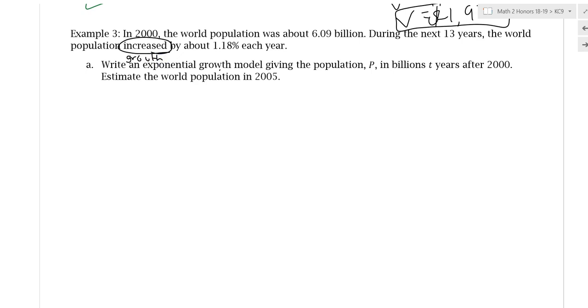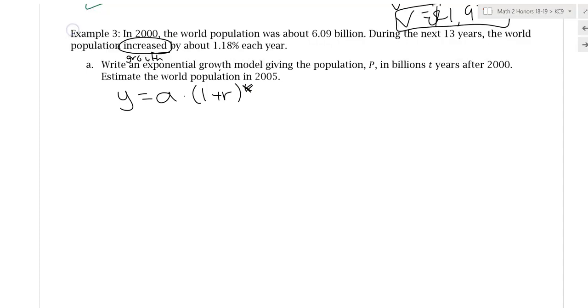So if it just tells you to write an exponential model, which it might, always look for increase, decrease, appreciates. In terms of money, that means you're gaining money, like stocks appreciate over time, or like the value of your car depreciates over time. So those are keywords we can look for. So our growth model is y equals a times 1 plus r to the x. Okay.